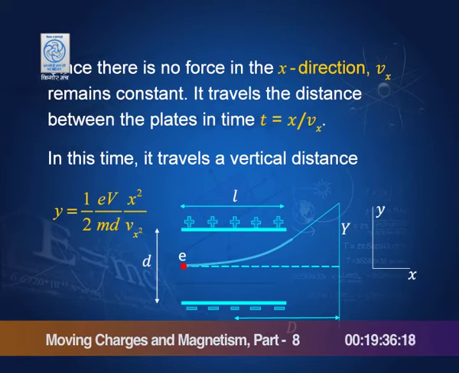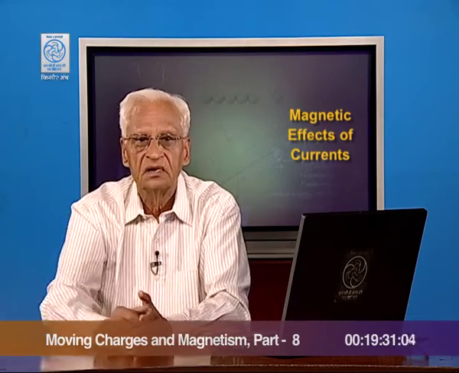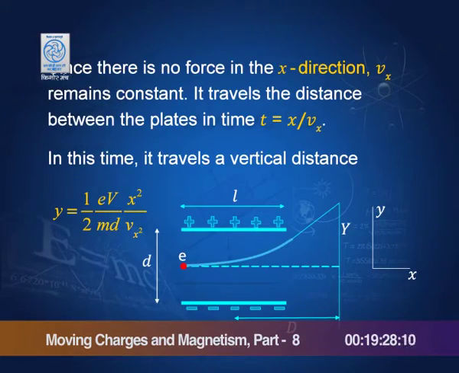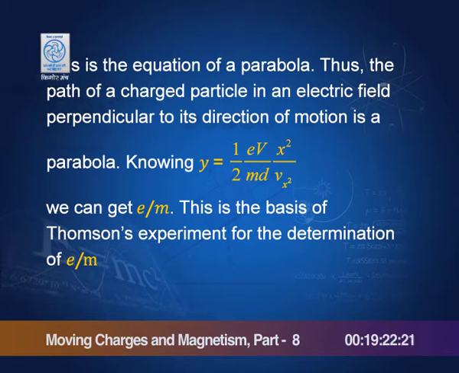And in coordinate geometry, you must have read that the equation y equal to some constant times x square represents a parabola. So, this path is a parabola. Thus, the path of a charged particle in an electric field perpendicular to its direction of motion is a parabola. And knowing y equal to half of whatever this expression is, we can get e by m. If we know V, d, x, v_x, if we know all these things, we can get e by m. And this is the basis of Thomson's experiment for determination of e by m.